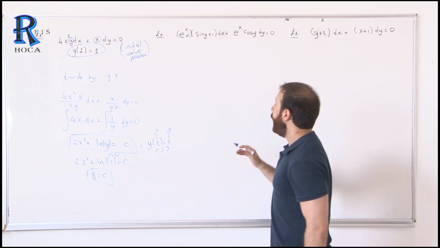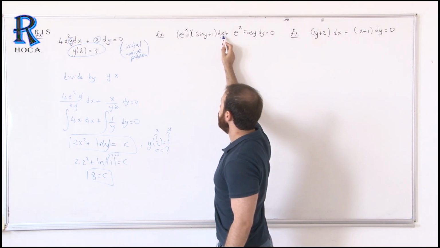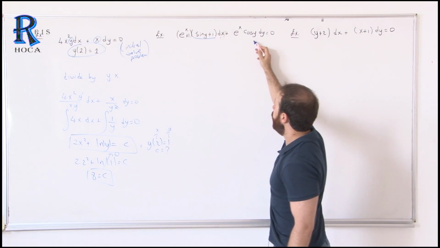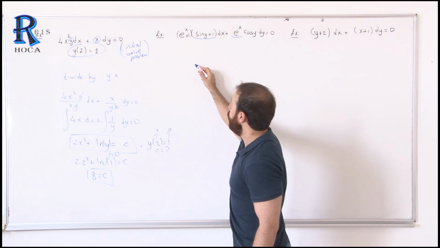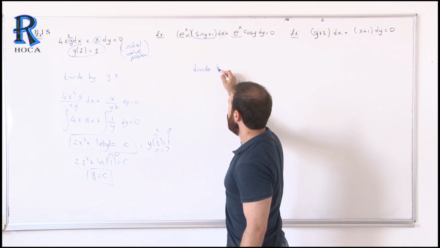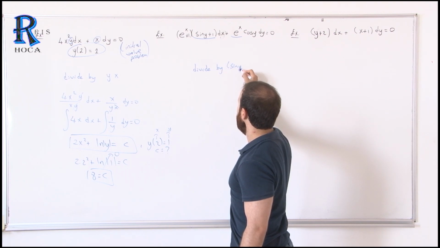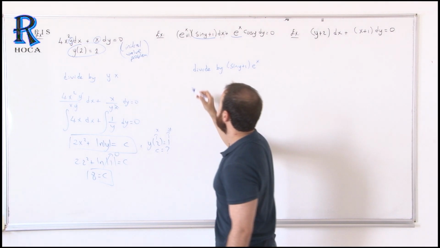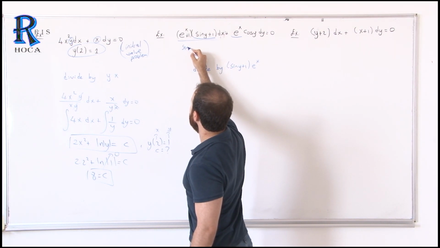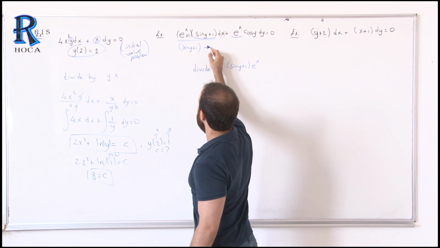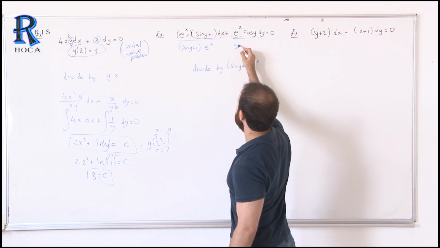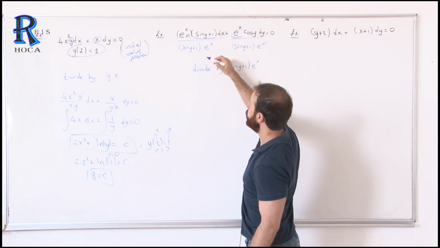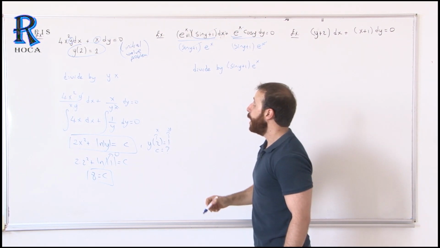Don't forget this. And here, in front of dx there is another variable, sine y plus 1. In front of dy there is another variable, exponential x. So we must divide our equation by sine y plus 1 and exponential x. So let's divide. Here sine y plus 1 exponential x. Here sine y plus 1 exponential x. Here exponential x is removed. Here sine y plus 1 is removed.